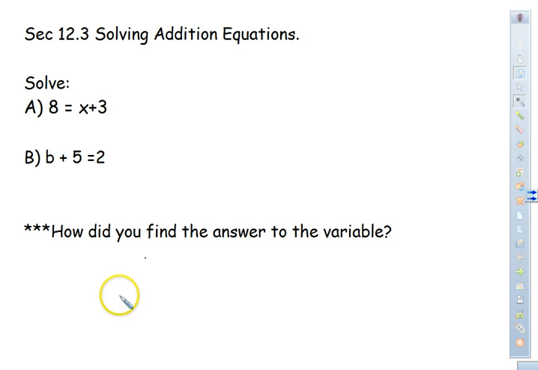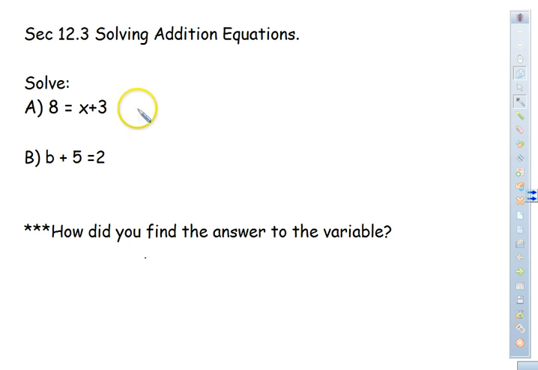Section 12.3, Solving Addition Equations. What we are going to do today, first of all, I want you to go ahead, you can hit pause and write this down first, so go ahead and do that. But what I want you to do is find the value of x. Do that for letter A.